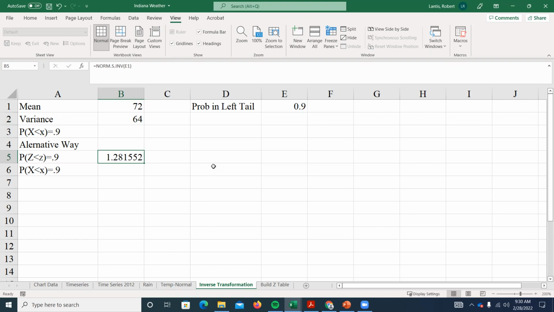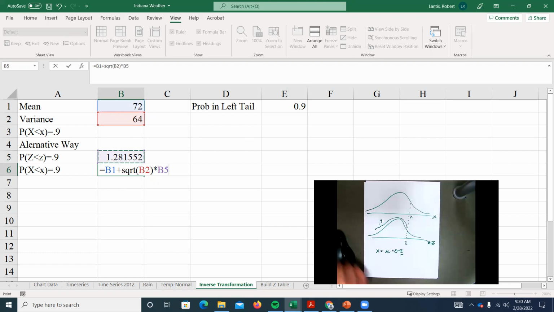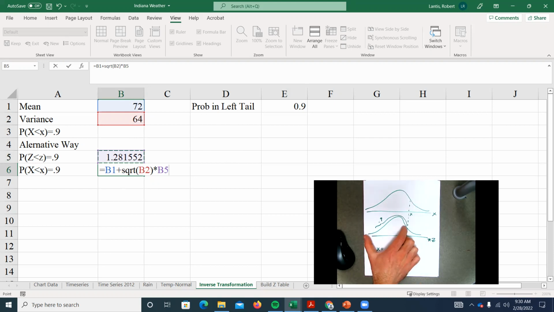Okay? Now from there, I've got my z-value. So the inverse transformation is take the mean, add to that the standard deviation. Well, I've got the variance, so I can take the square root of the variance here. That's my standard deviation. And then just multiply that by that z-value, right? That was just coming from our inverse transformation formula. Once we find that z-value that corresponds to the probability we're interested in, just plug it into that equation. And there's no built-in equation. We just have to use Excel to be our calculator. Okay? Any questions on that?